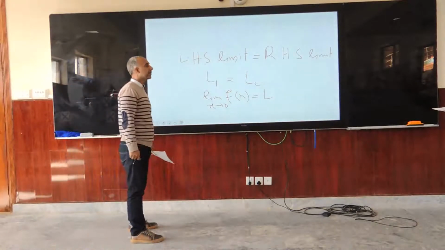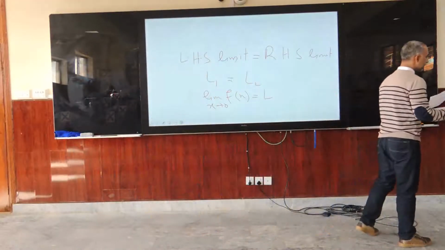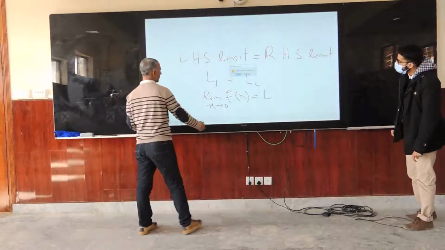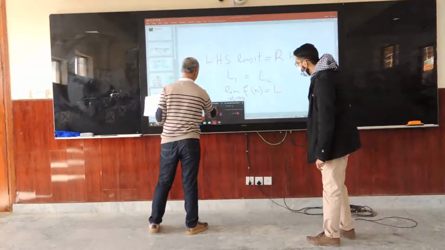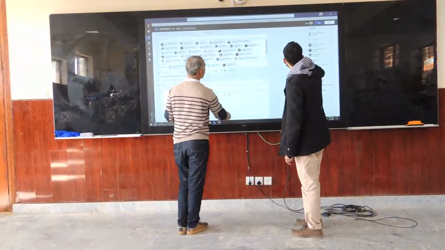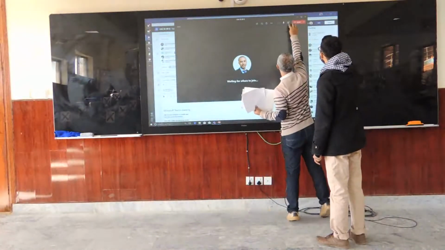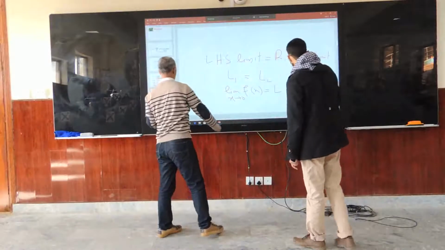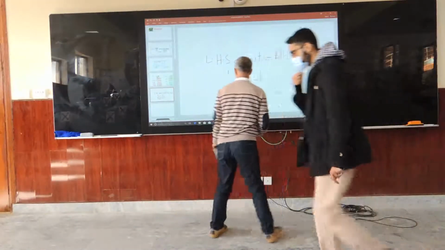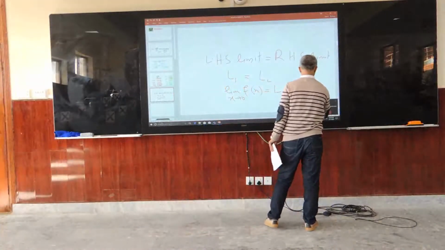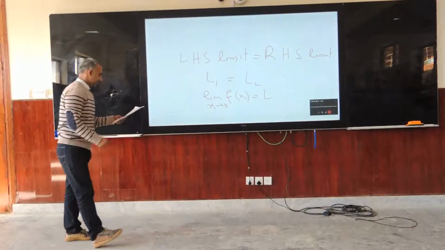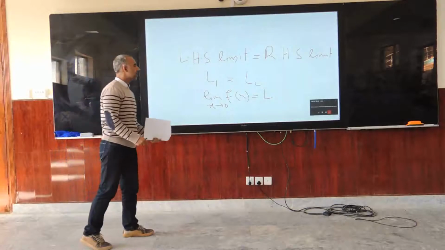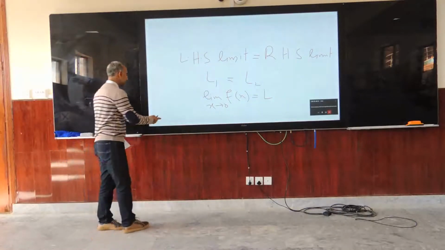So the limit is existing in this case. Once the limit exists, we can say our system is in a working condition. This is the concept of limit.